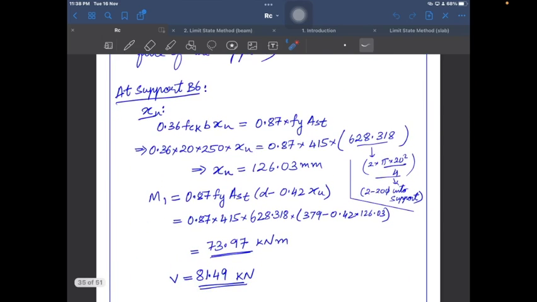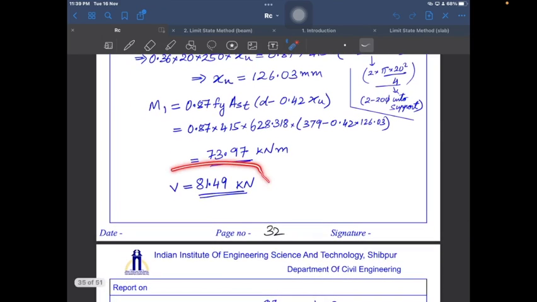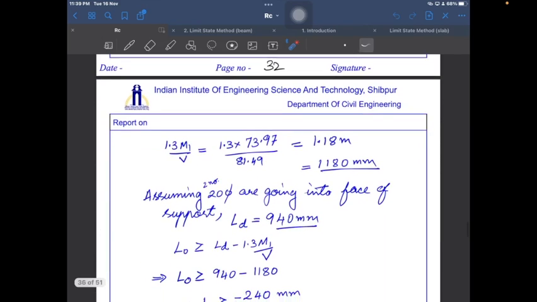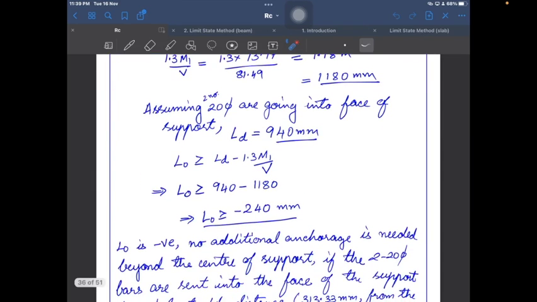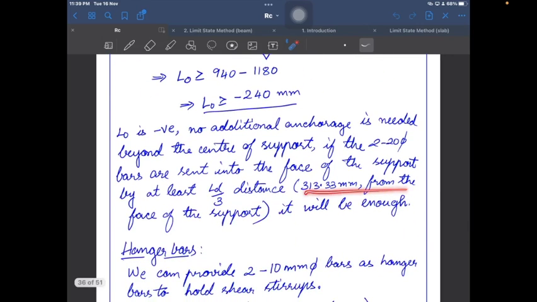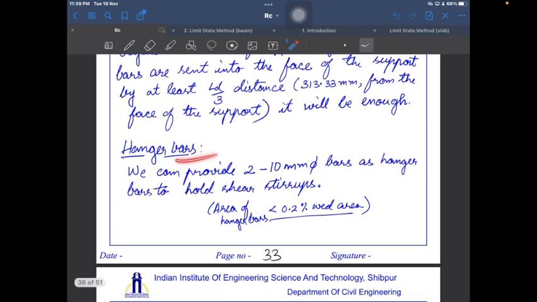Similarly at support B6 I did the same story, but my support only changed. Based on that I've got a different 1.3 m1 by V, which is this, and again I have got my L0 as negative. So similarly I'm sending just LD by 3 inside. All right, and hanger bars I'm providing.